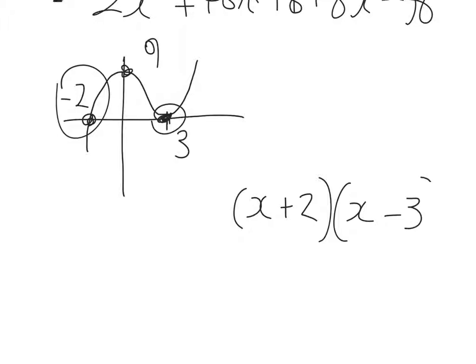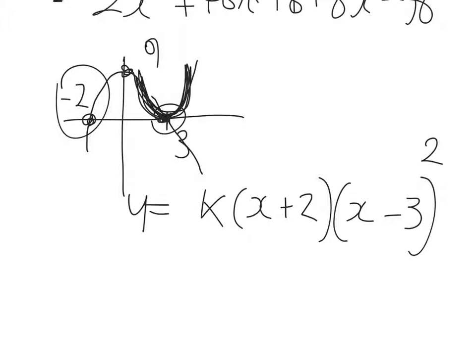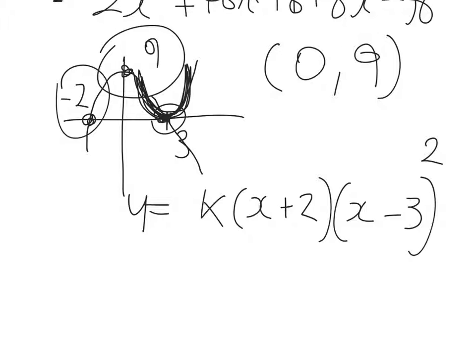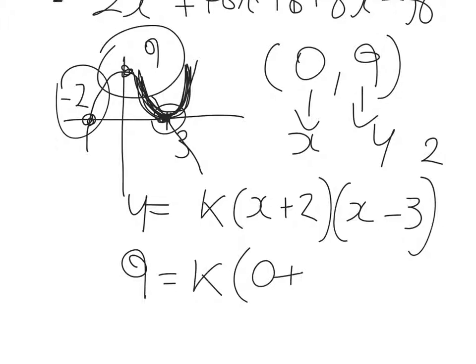But crucially, because it's a point of equal roots, so that is that it kisses the x-axis and goes back up rather than going right through. What I need to do is square that bracket, put my proviso of k in the front. I've also got another point that lies on the curve, which is the point 0, 9. So then, where I see y, replace it with 9, and where I see x, replace it with 0.